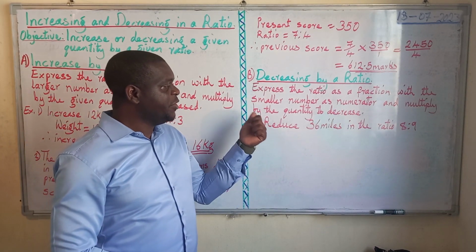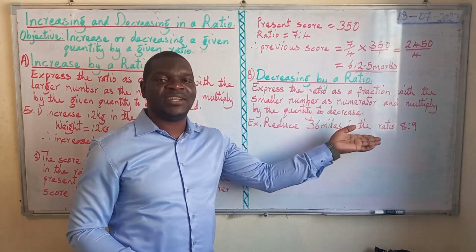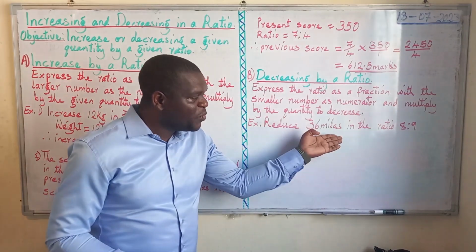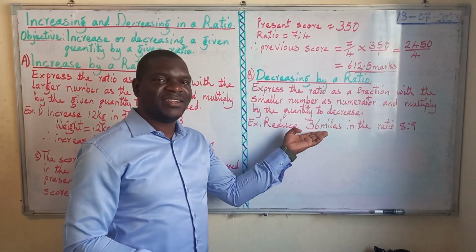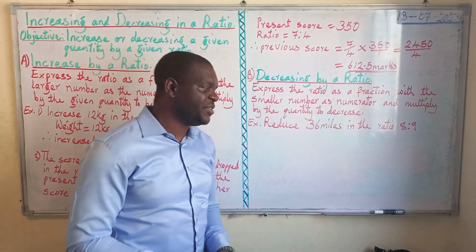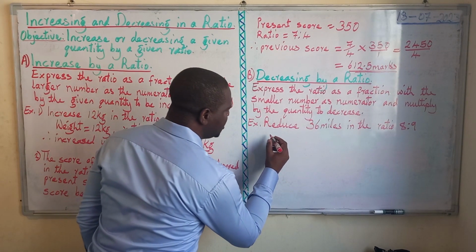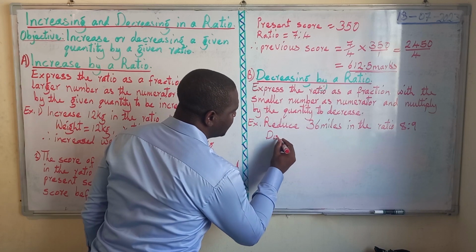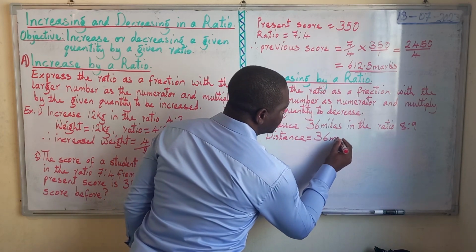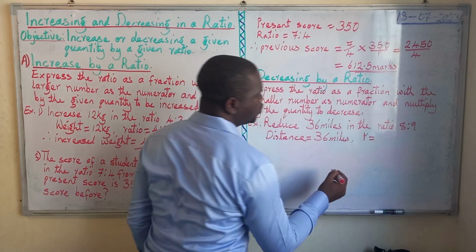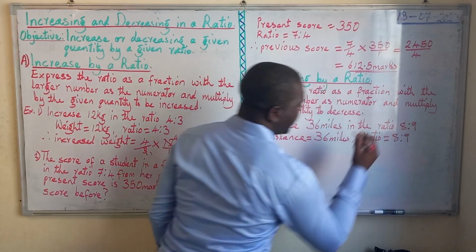Example 1 says, reduce 36 miles in the ratio 8:9. What we are supposed to do here is to decrease this distance by this ratio. So what do we need here? We need the distance or length, any of them. Distance is equal to 36 miles, and the ratio is equal to 8:9.